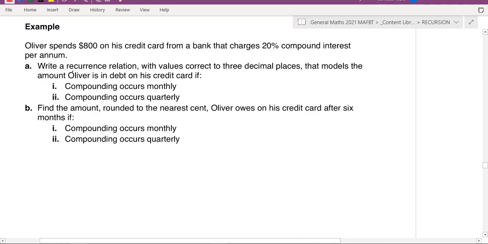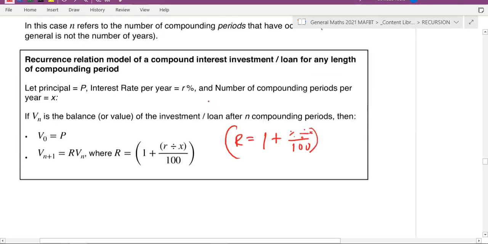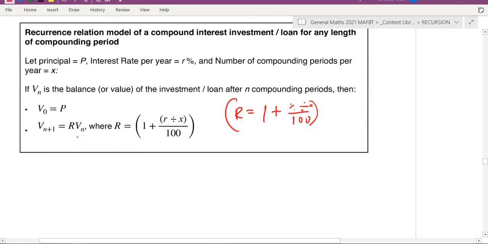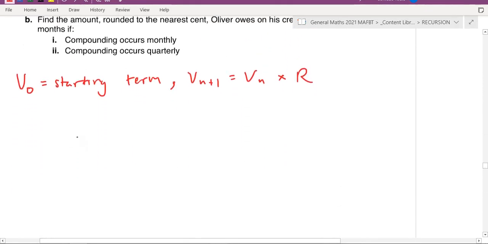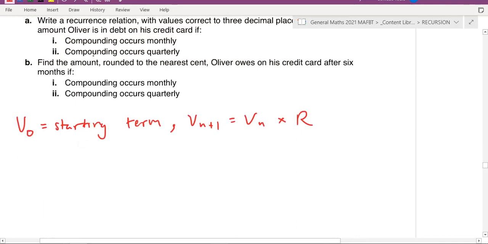So we need to write a recurrence relation. Remember, your recurrence relation is just your instruction. So it looks like this. V0 is the starting term. And then you have to tell me, how do you get the next term? Vn+1 is equal to Vn times R. I know that in the previous examples it's R times Vn, but it's the same thing. I like to write Vn times R instead. So that's what our recurrence relation should look like.